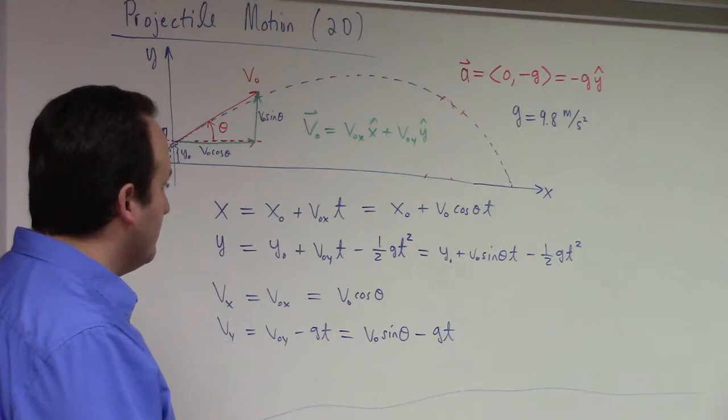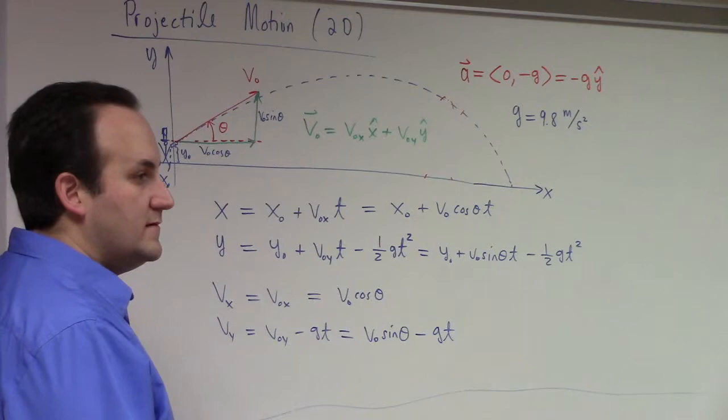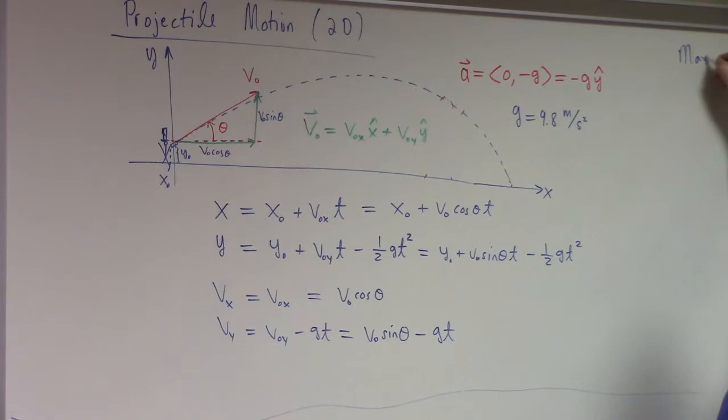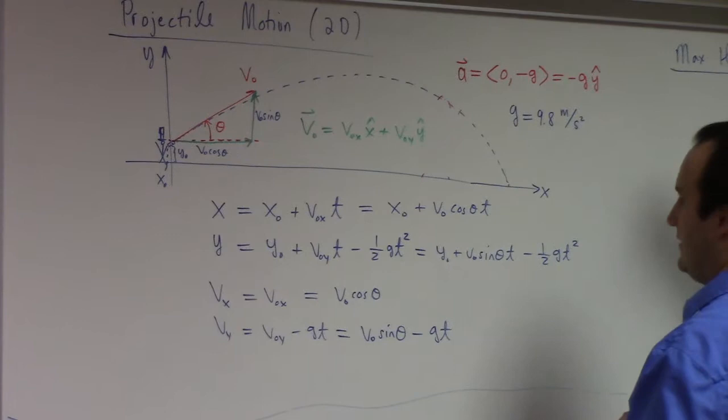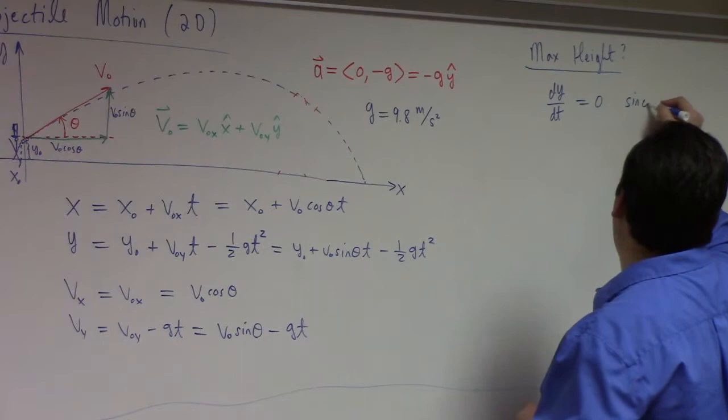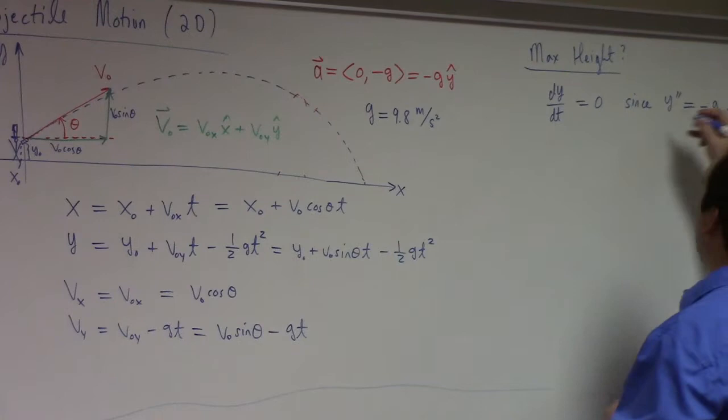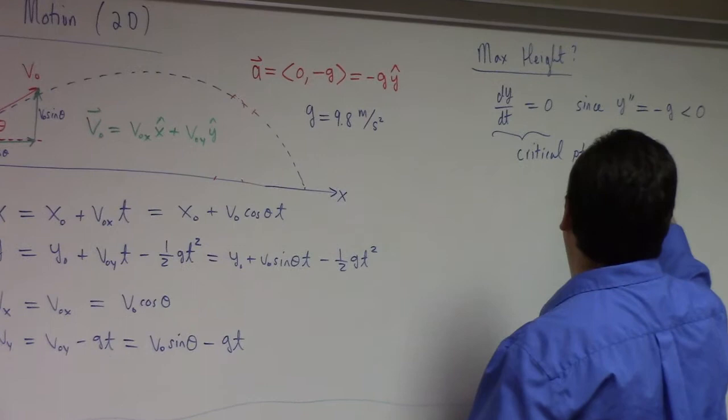One question you could immediately ask is, what's the maximum height? Right, so a good question. Maximum height. So, let's see here. What'd you say? Differentiate the y. Yeah, we can set dy dt equal to zero since y double prime is equal to minus g, which is less than zero. That implies that this critical point will, in fact, correspond to a maximum by second derivative test, right?